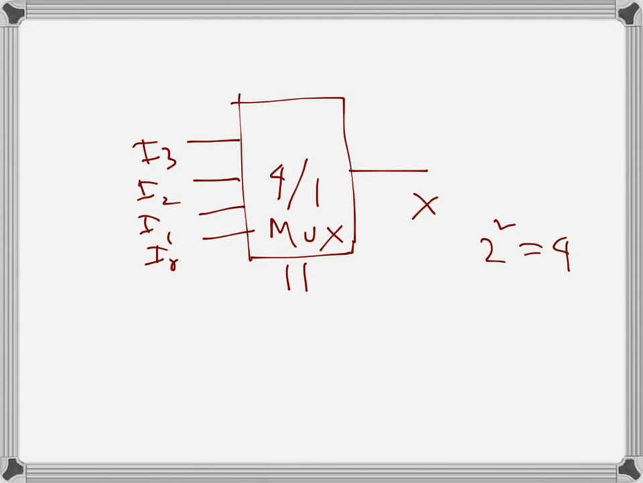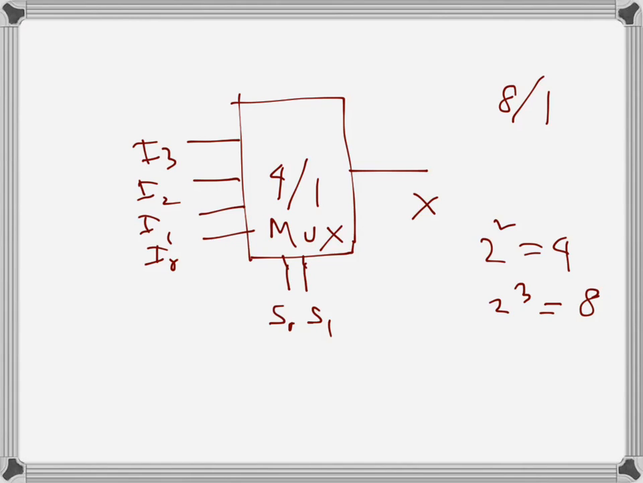If it was an 8 over 1 multiplexer, then there would be 8 inputs, and in order to select 8 inputs we need 3 select pins, because 2 cube is 8. Similarly, for 16 over 1 mux, where there are 16 inputs and 1 output, we will need 4 select pins, and so on. So let's say these 2 select pins are S0 and S1, and depending on the value of the binary number of S0 and S1, the input that will go to the output will be selected.